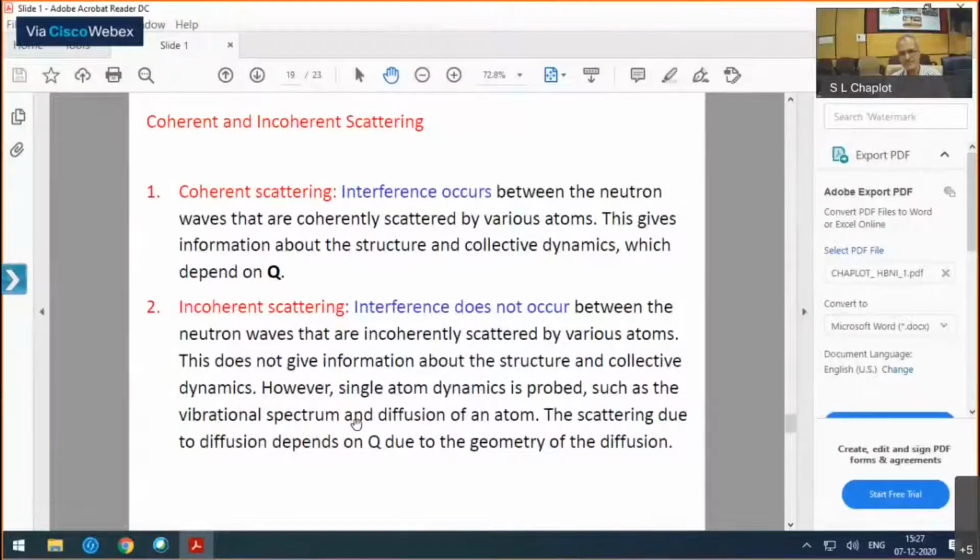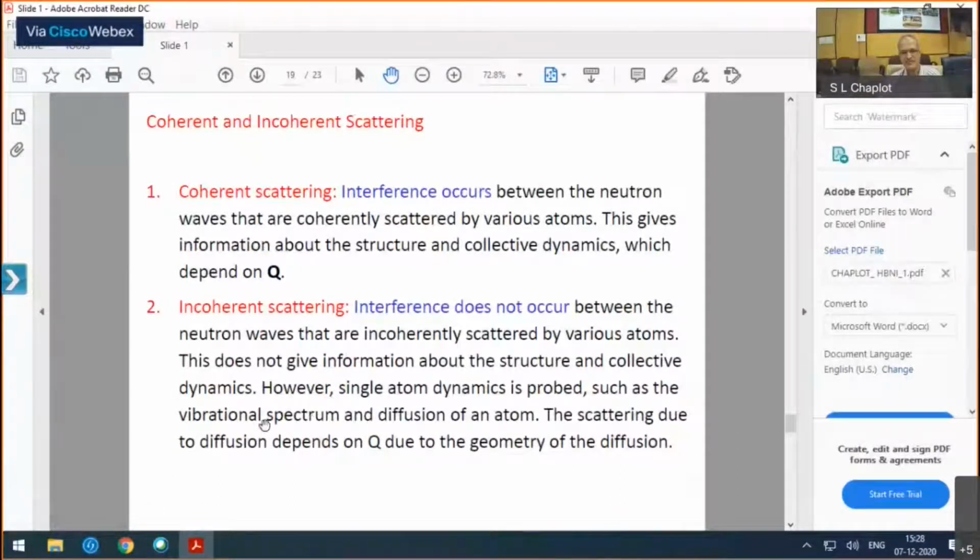And once that is the case, then incoherent scattering very much has signature from these entities. So the scattering due to diffusion depends on Q, because there is certain geometry of the diffusion. However, the scattering due to vibrational spectrum doesn't have the same kind of Q dependence. It has certain Q dependence we will come to, but largely there is no significant Q dependence because you're focusing attention on a given atom.